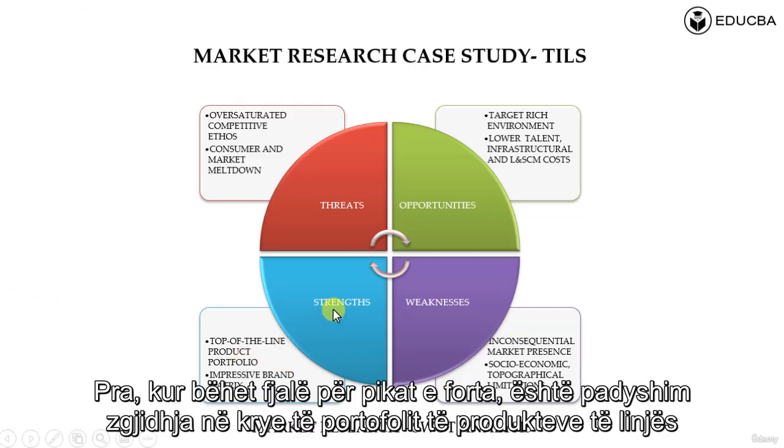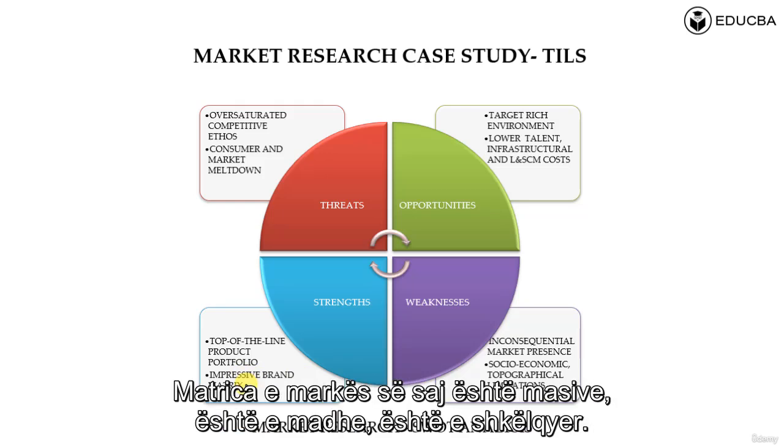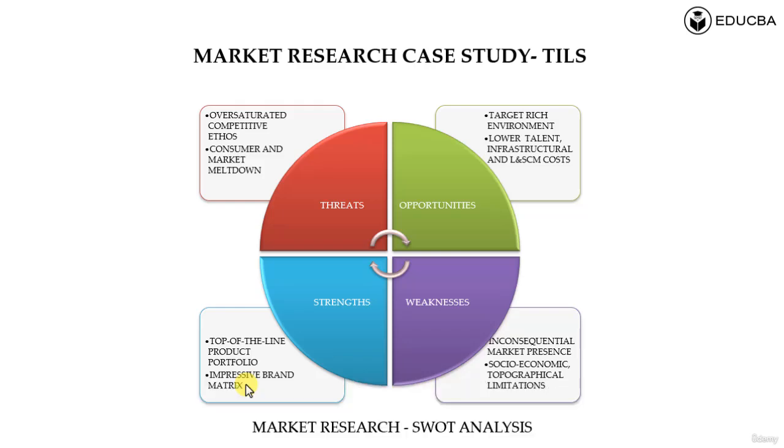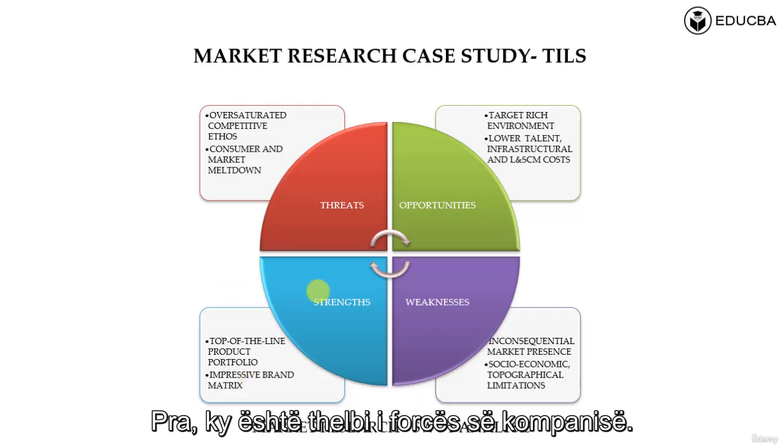So when it comes to strengths, it's obviously the top of the line product portfolio, the solutioning capability, and of course the impressive brand matrix. Now, TILS is a brand to reckon with. Its brand matrix is massive. It's huge. It's superb. And nobody doubts its capabilities when it comes to its competence or capability spectrum. So that's the quorum of strength for the company.